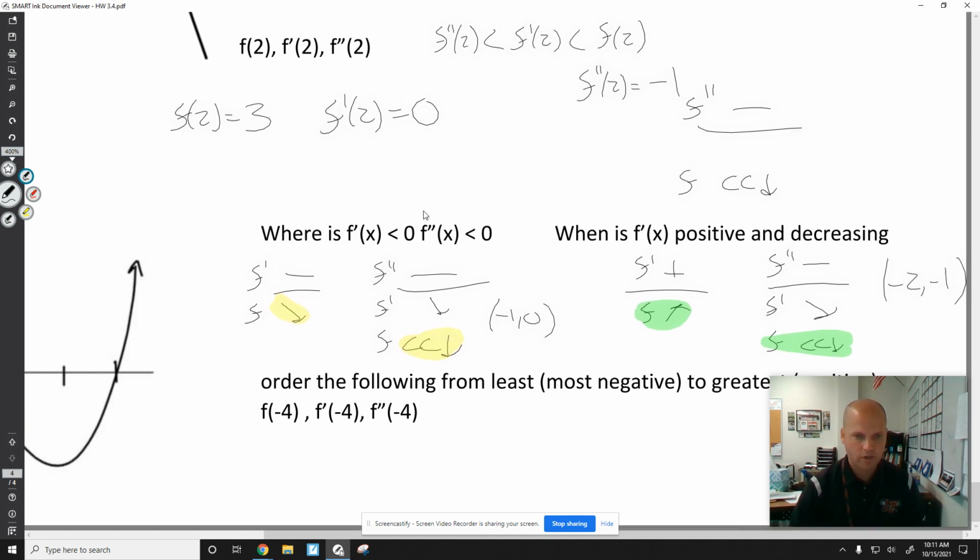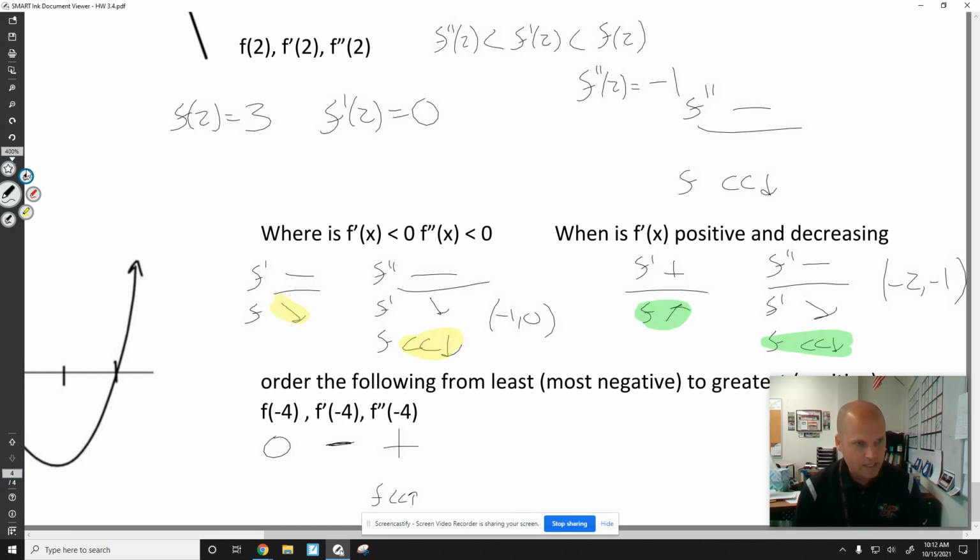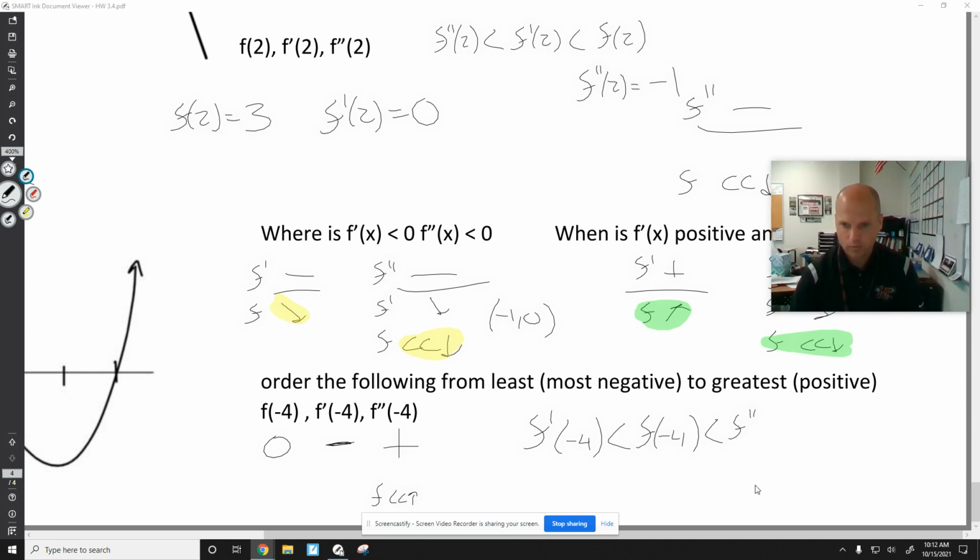Order from least to greatest at negative 4. All right, cool. F of negative 4 is 0. That's the y value of F. F prime, I know that's a negative value because the slope of the tangent is negative. F double prime is positive. How do I know that? Because F is concave up. So if I'm ordering from least to greatest, F prime of negative 4 will be less than F of negative 4, which will be less than F double prime of negative 4.